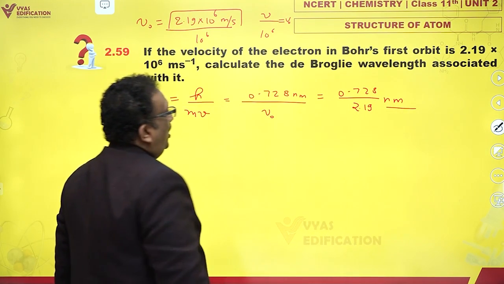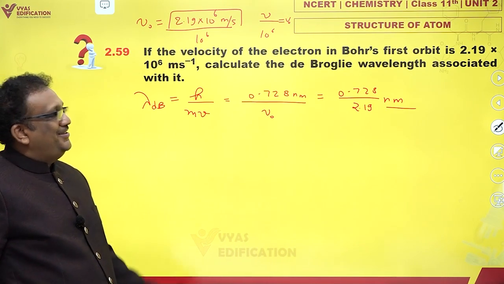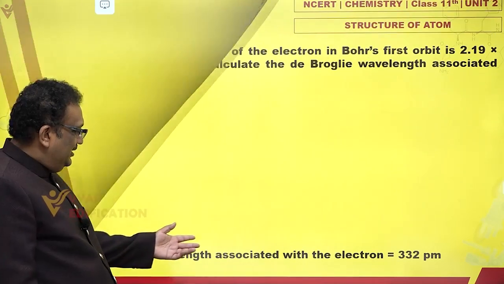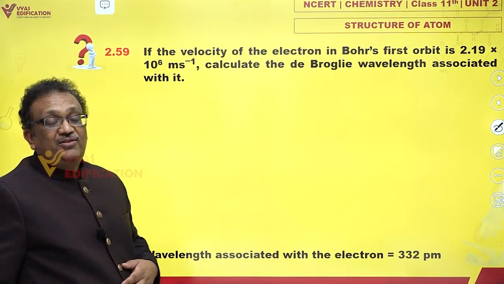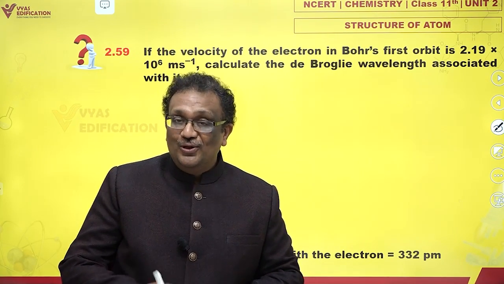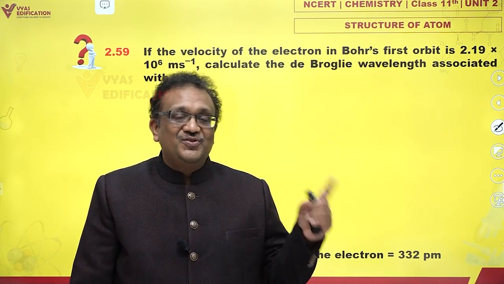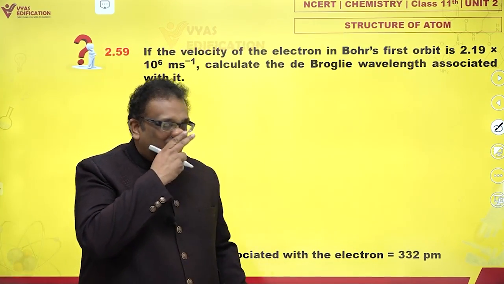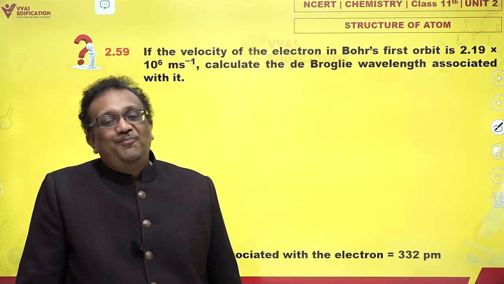nanometers. That's it. This is the de Broglie wavelength associated. Is it difficult? Not really. And this in solving comes out to be 332 picometers. And please remember, this is also nothing but circumference of the first Bohr orbit. There is a second method. If you just remember the circumference of first Bohr orbit, that is simply 332 picometers.